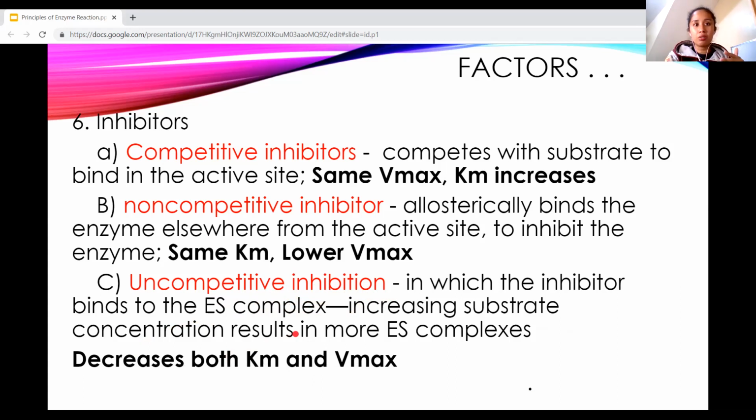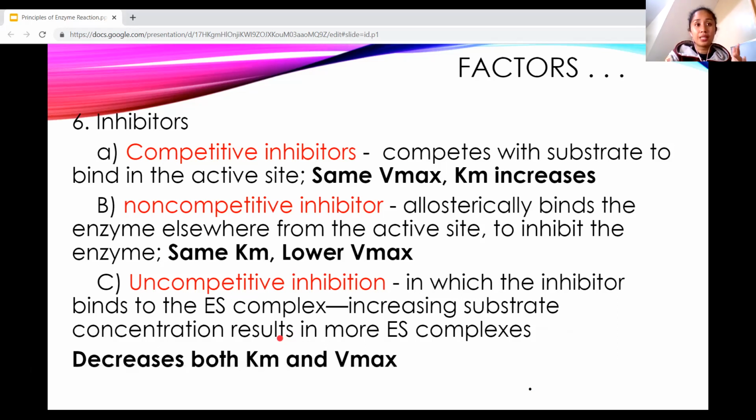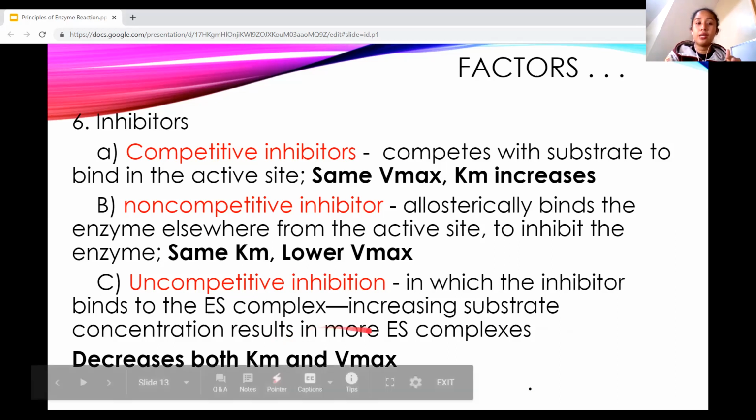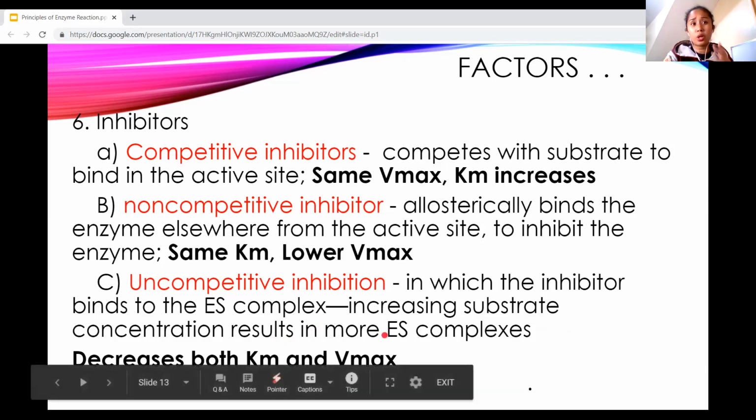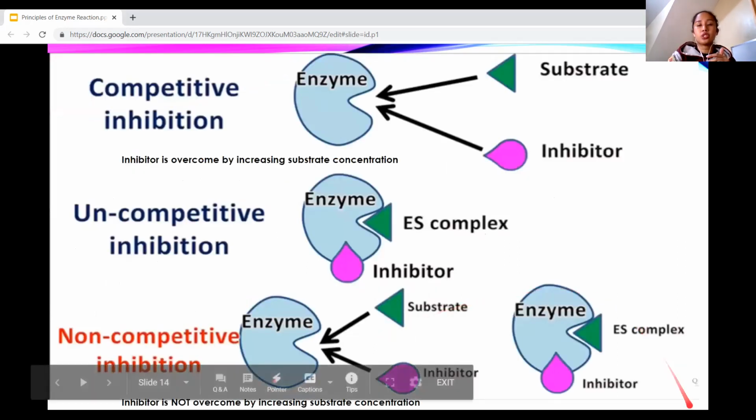So your Km, class, decreases, diba? Pag bumaba ang Km, mataas ang substrate affinity, and it decreases Vmax. So your rate of reaction is slower. Yeah. So class, so this is just an illustration of your competitive inhibition.